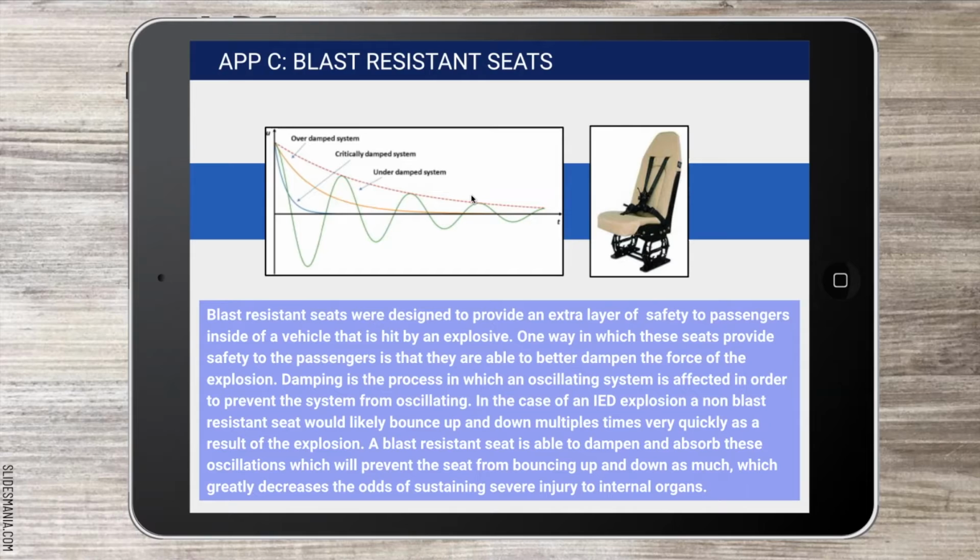In the case of an IED explosion, a non-blast-resistant seat would likely bounce up and down multiple times very quickly as a result of the explosion. A blast-resistant seat is able to dampen and absorb these oscillations, which will prevent the seat from bouncing up and down rapidly, which will greatly decrease the odds of sustaining severe injury to internal organs.